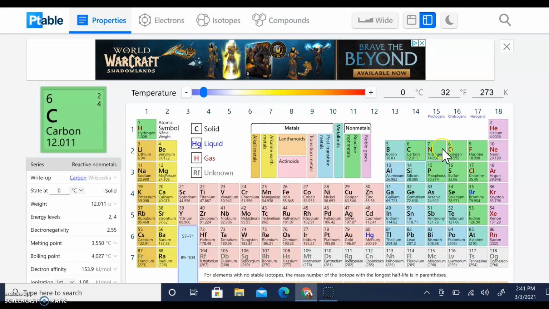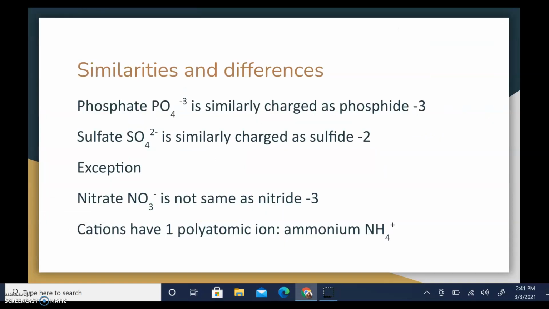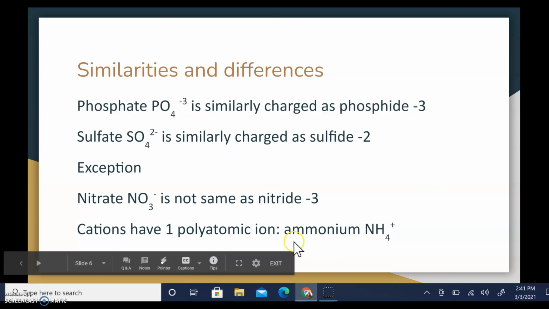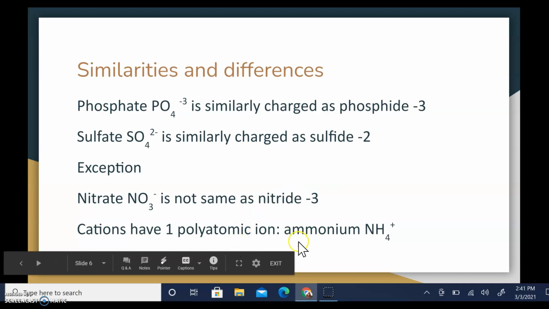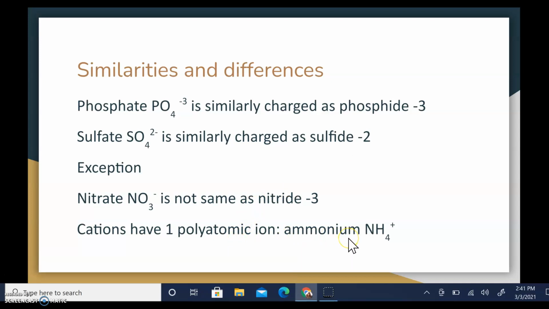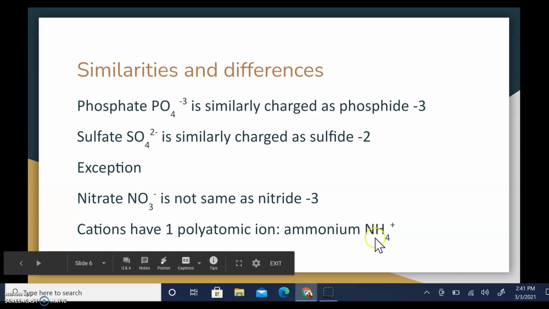But unfortunately, there is an exception to that rule. Nitrate does not have a -3 charge like nitride. It has just a -1 charge. So maybe you want to put that down on your 3x5 card. There was one polyatomic ion, and it's a pretty common one, so you want to know this. This is the ammonium ion, and it has 1 nitrogen bonded to 4 hydrogens, and it loses an electron, so this whole unit becomes +1.